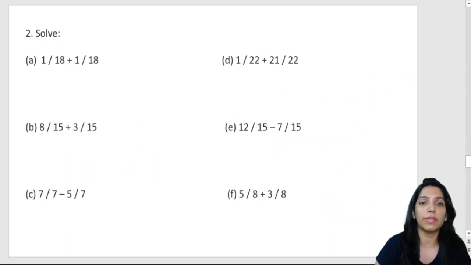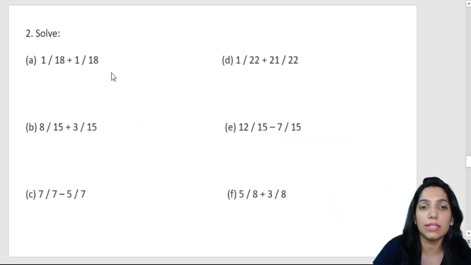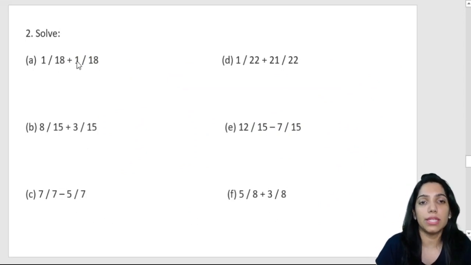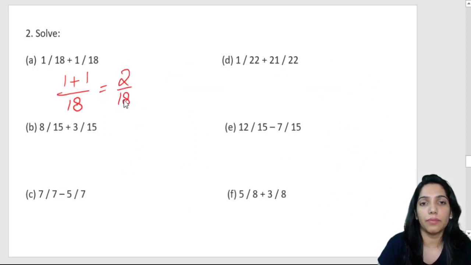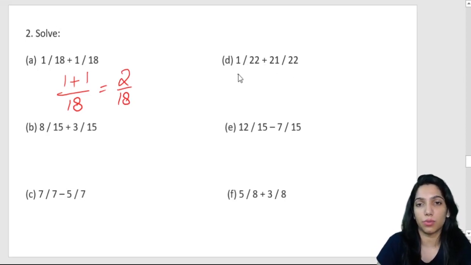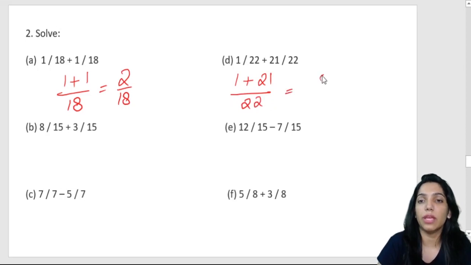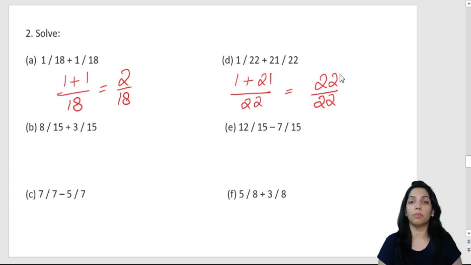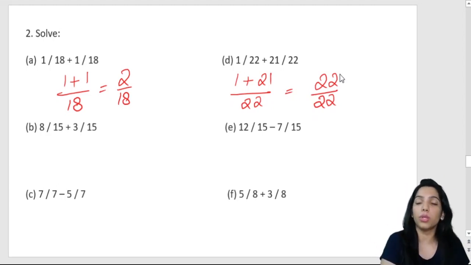Moving on to the next question. We are going to add these fractions. So it's 1 over 18 plus 1 over 18. The answer will be 1 plus 1 over 18, that is 2 over 18. The next one is 1 over 22 and 21 over 22. So 1 plus 21 over 22. The answer will be 22 over 22. That means if something has been divided into 22 parts, out of 22, all 22 have been shaded. So I can also write this as a whole, a 1.